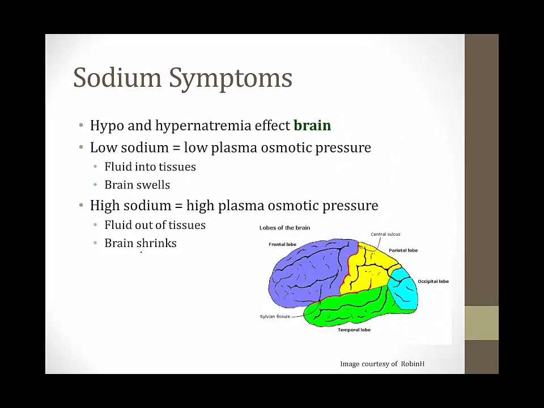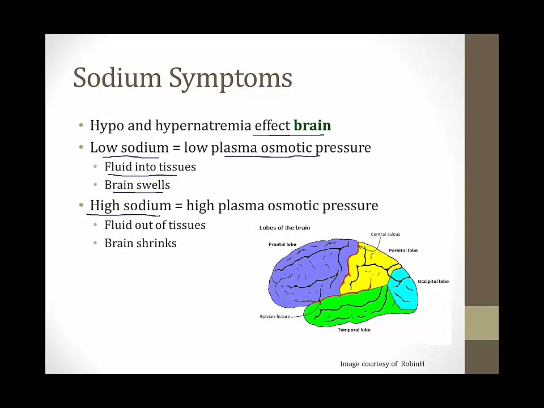As we will see in this module, the predominant symptoms in both hypo and hypernatremia tend to be those that involve the brain. When there's low sodium, this leads to a low plasma osmotic pressure because sodium is a very important osmole in the plasma. This means that fluid will leave the plasma and go into tissues and the brain will swell, and that leads to many of the symptoms of hyponatremia.